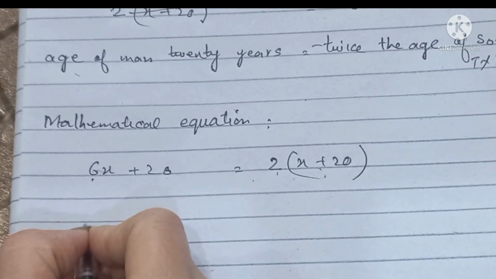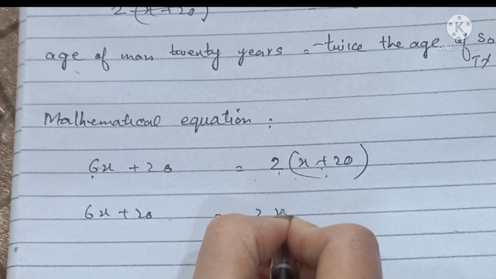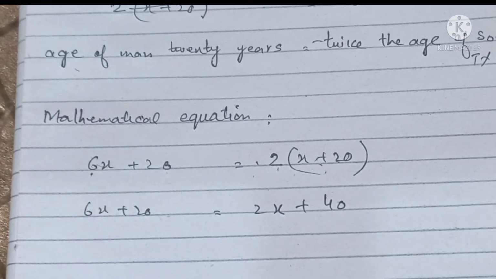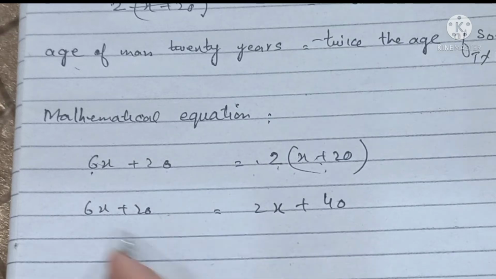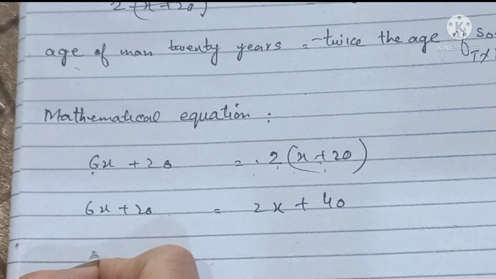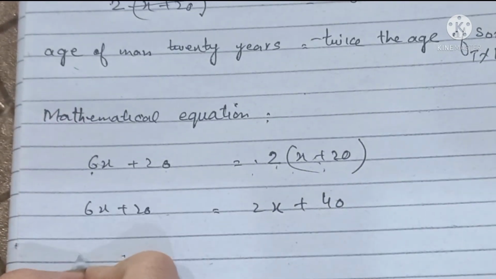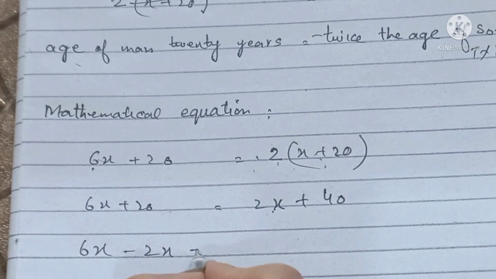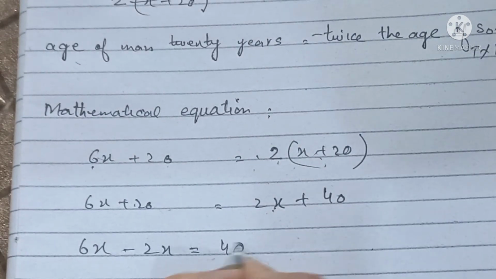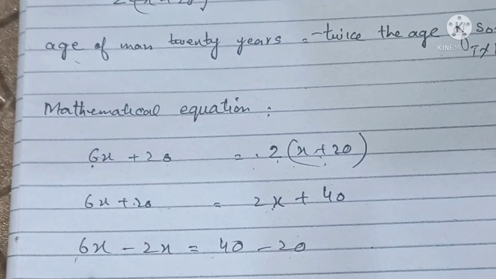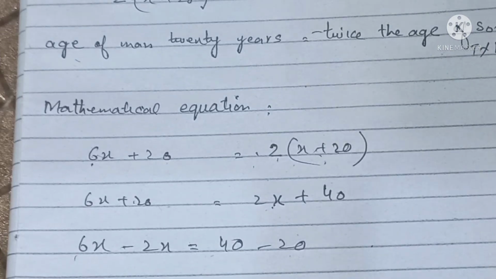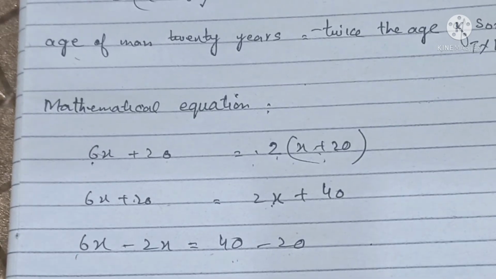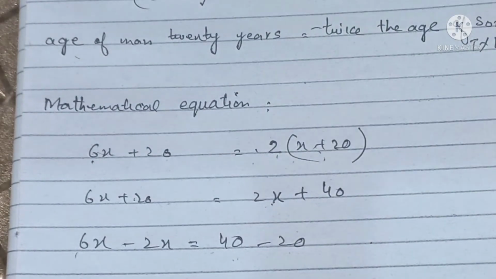Now first of all we'll open this bracket. 6x plus 20 is equal to 2x plus 40 here. We are going to find the value of x, so we will solve this equation. We take this 2x to this side, it will be minus 2x. 6x minus 2x is equal to, we'll take this 20 to this side, it will be 40 minus 20. Now solve it. It will be 4x is equal to 20. x is equal to, we will divide on both sides, 20 divided by 4.